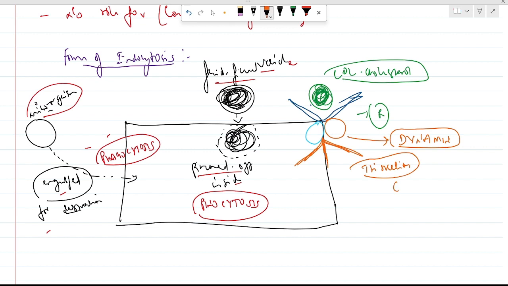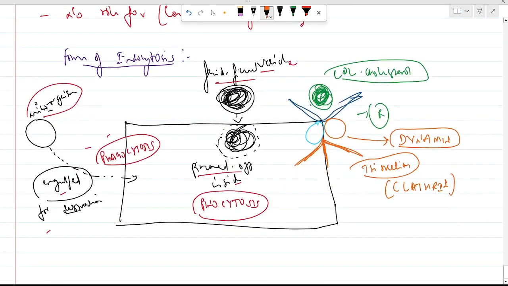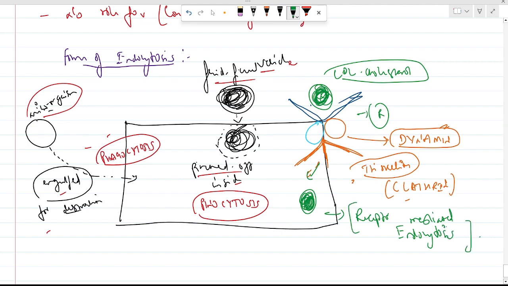The other protein involved here is clathrin. For endocytosis, this clathrin protein is utilized here in this triskelion arrangement, where the dynamin protein is also present. Through this, LDL cholesterol gets transported inside. This is called receptor mediated endocytosis.